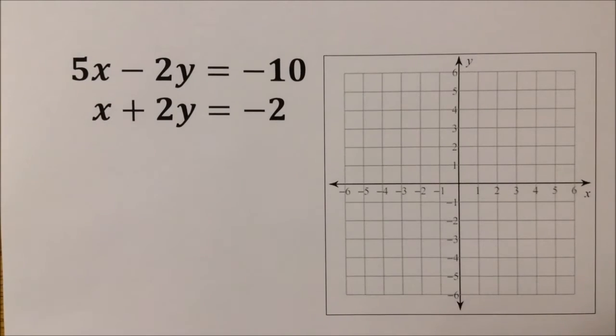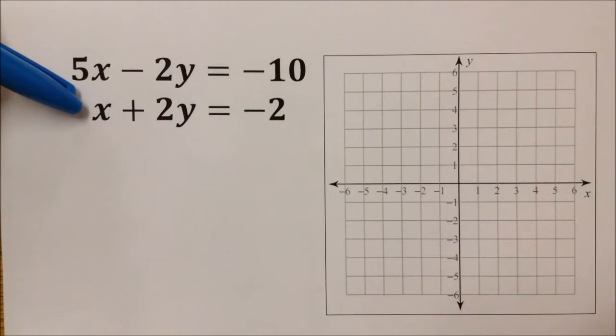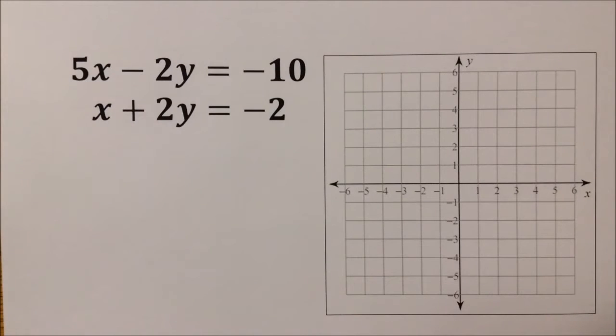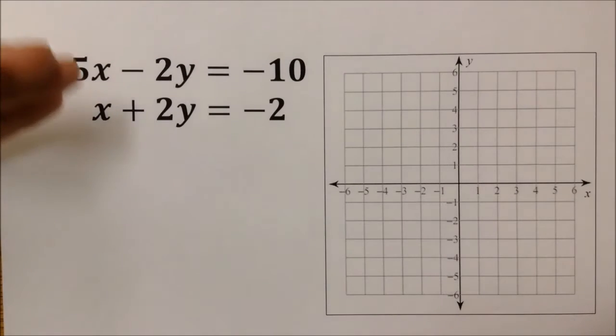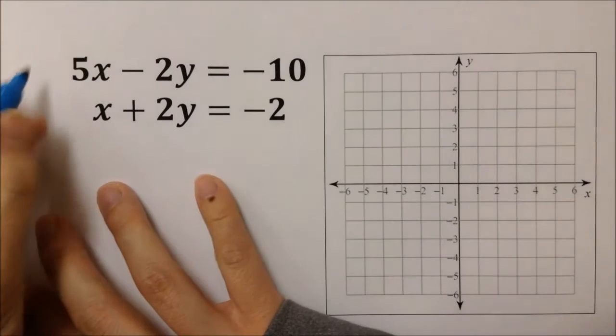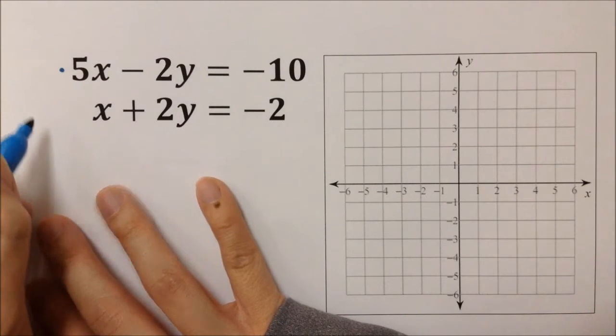Alright, so we have in our second example, 5x minus 2y equals negative 10, and our second equation, x plus 2y equals negative 2. So, the first thing we're going to do is just convert these two standard forms into slope-intercept form. So, I'm going to work with 5x minus 2y equals negative 10.